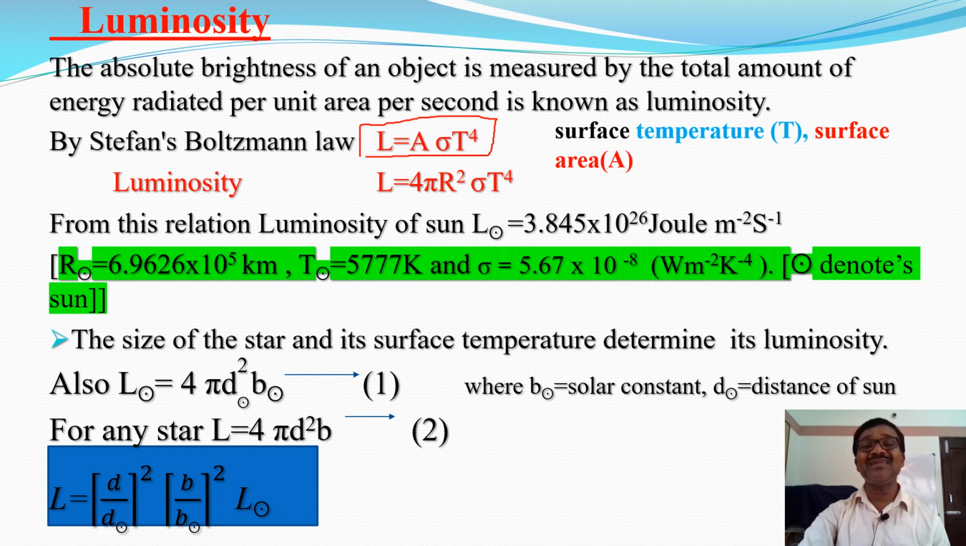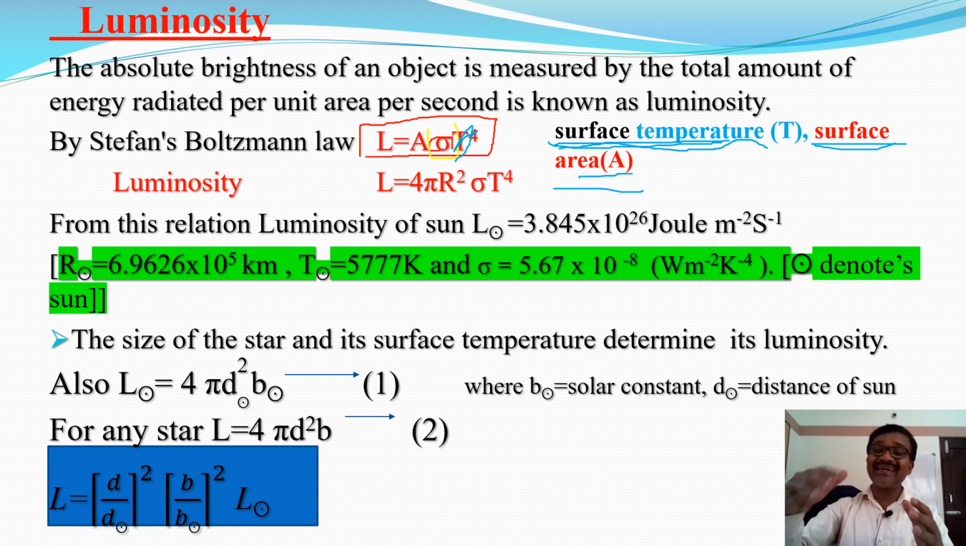L is equal to A sigma T to the fourth, where sigma is the Stefan constant, T is the absolute temperature, that means the effective surface temperature, and A stands for surface area. So according to this equation, we conclude that the luminosity of any star mainly depends on surface temperature and also surface area.